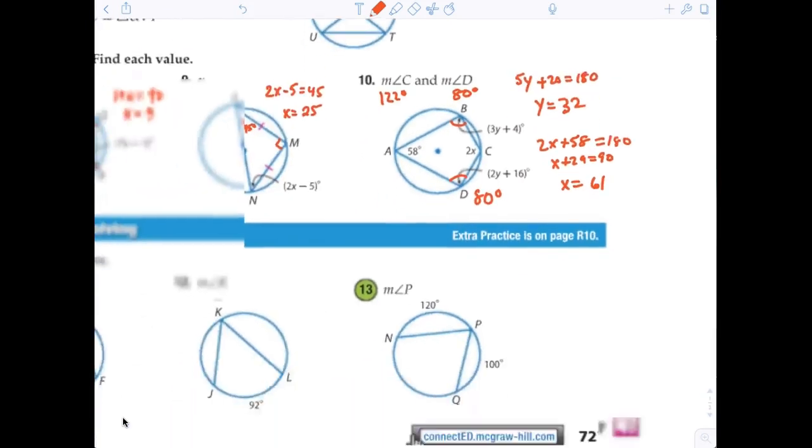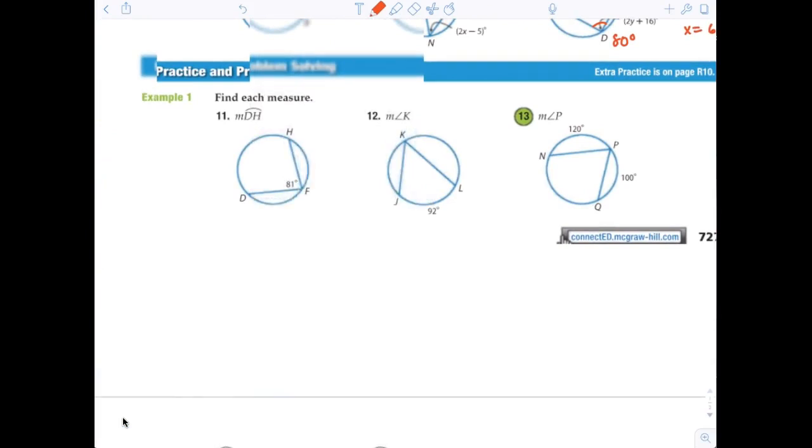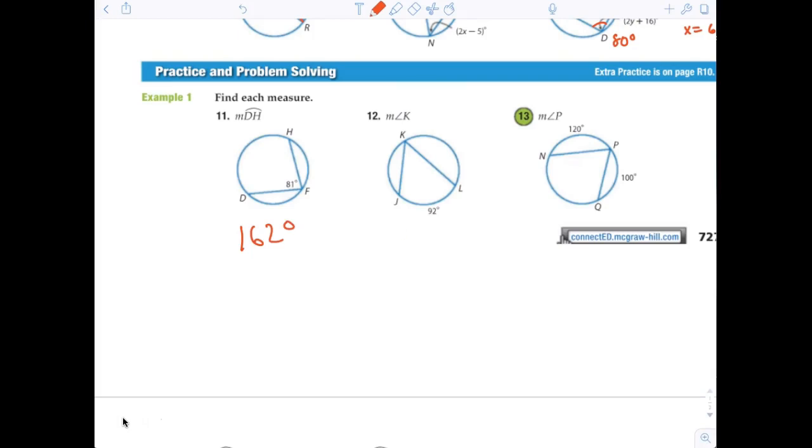All right, let's see what's going on, if there's anything hard. Let's just knock this all out. So arc DH is going to be what? 162 degrees. Angle K. Wait a minute. 46 degrees. Remember, the angle is smaller than the arc. The angle is smaller than the arc.